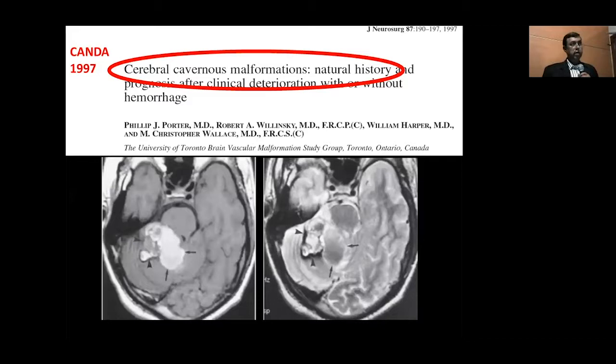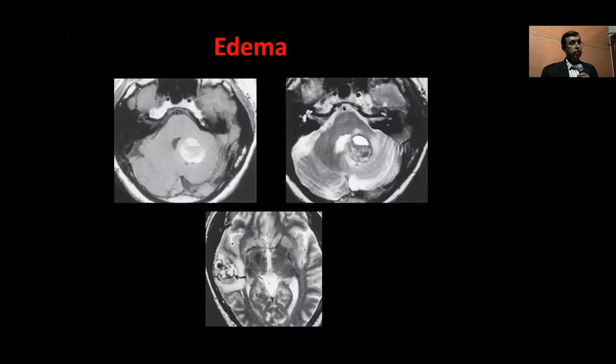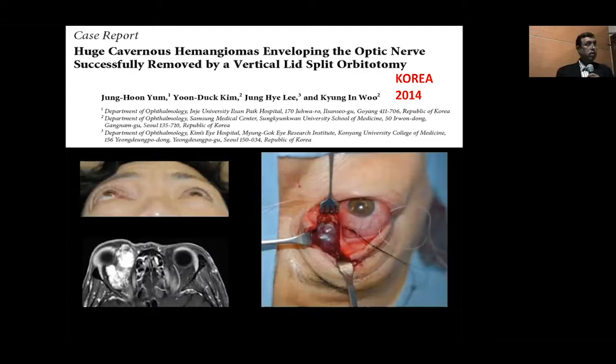Cerebral venous malformation, natural history, from Canada, Toronto. And this is the edema again. So whenever you see this, you will say there's a bleed. But not everything you see with hemosiderin means that they have bled. Where do they occur? Locations. Anywhere, they can affect the orbits. I've done many, many cases. In fact, the commonest orbital tumor I've done is cavernoma, and in many other people's series, it is the commonest tumor.